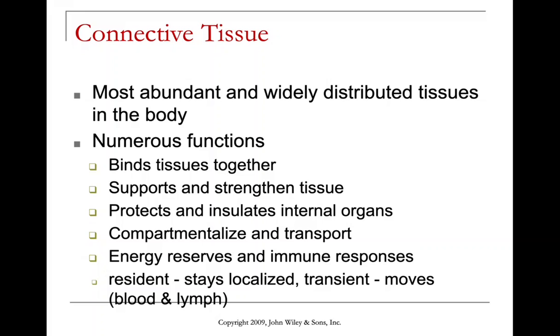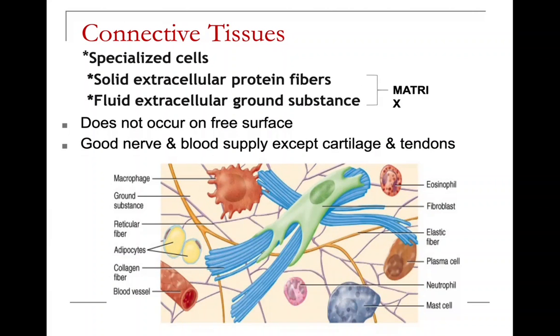So looking at the connective tissue, this is the most abundant and widely distributed tissue. Going to bind tissue together, support and strengthen tissue, provide protection, insulation, form compartments, transport things, your energy reserves, carry out immune responses. Some are going to be resident, they stay localized. The transient would be things like the blood and lymph that are going to move to different areas.